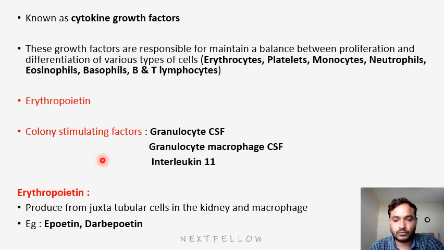First of all, erythropoietin. Erythropoietin is produced from juxtatubular cells in the kidney and macrophages. This is an MCQ: erythropoietin is produced from which area? Juxtatubular cells of the kidney. These are natural producing. That's why in anemia patients we use extra, that means synthetic forms. In this synthetic form, examples are epoetin and darbepoetin. Why is this injection useful, and in which condition? We'll see in the following slides.